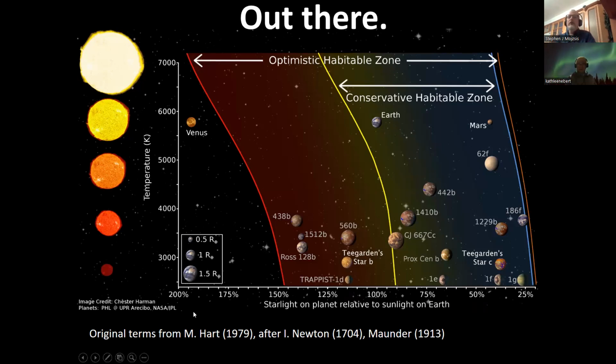This diagram here, which is originally from Michael Hart, who, by the way, took it from Maunder in 1913, who got the idea from Isaac Newton's Principia Naturale, published in 1704. The idea that there is a zone where the distance from the star is just right, so it's neither too hot nor too cold, where the climate is good for life, for living.